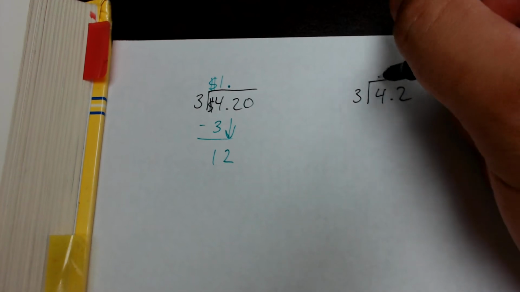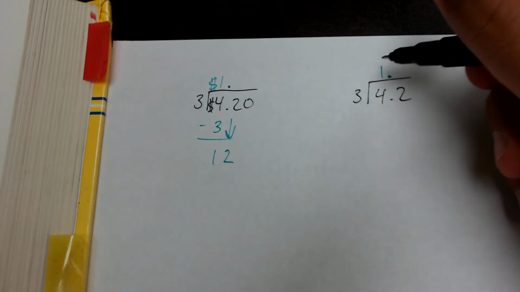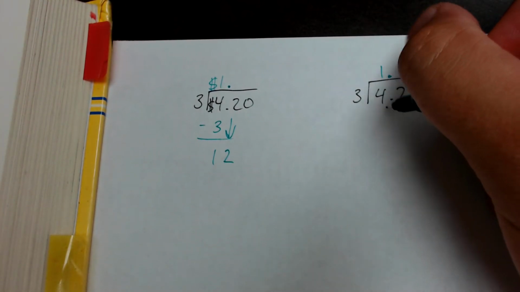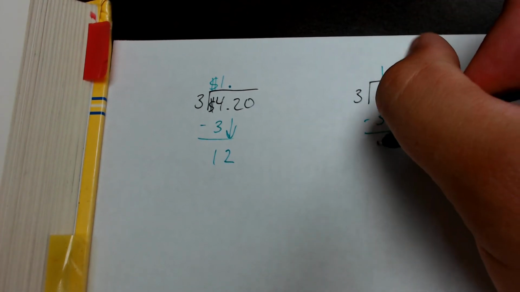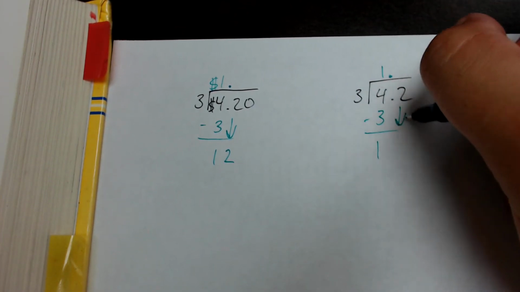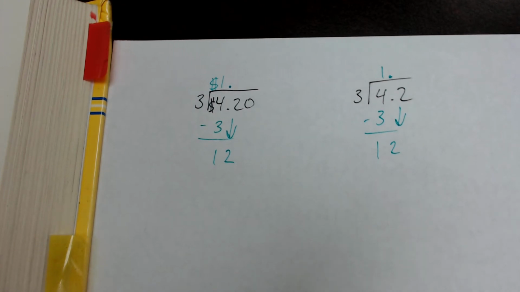We would say 3 goes into 4 one time. We'd bring up our decimal point. No dollar sign this time. 3 times 1 gives us 3. We subtract. We have 1. And then we would bring down the 2. Okay, so problems are looking very similar.